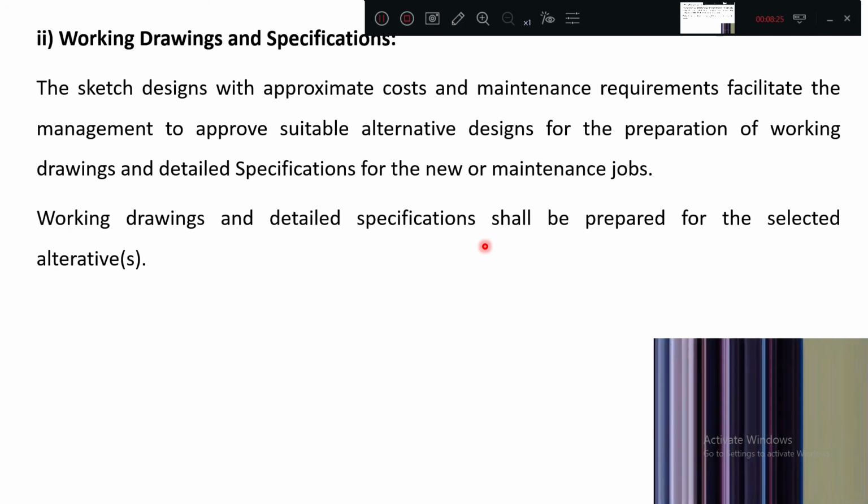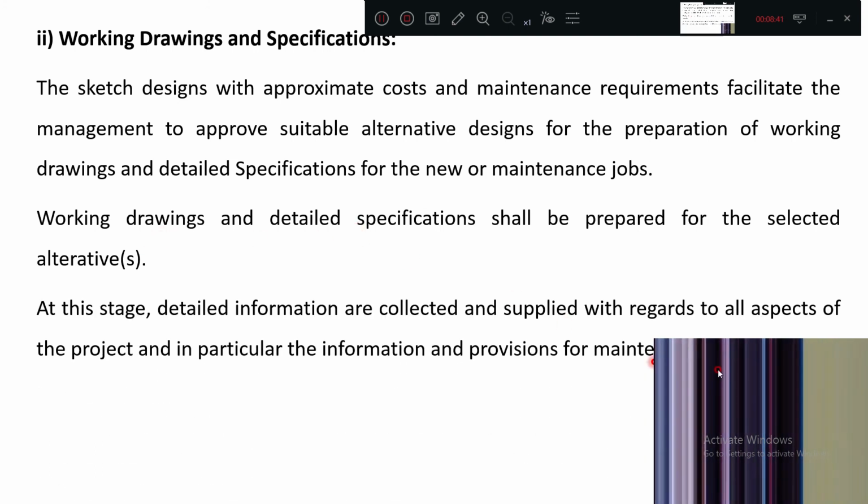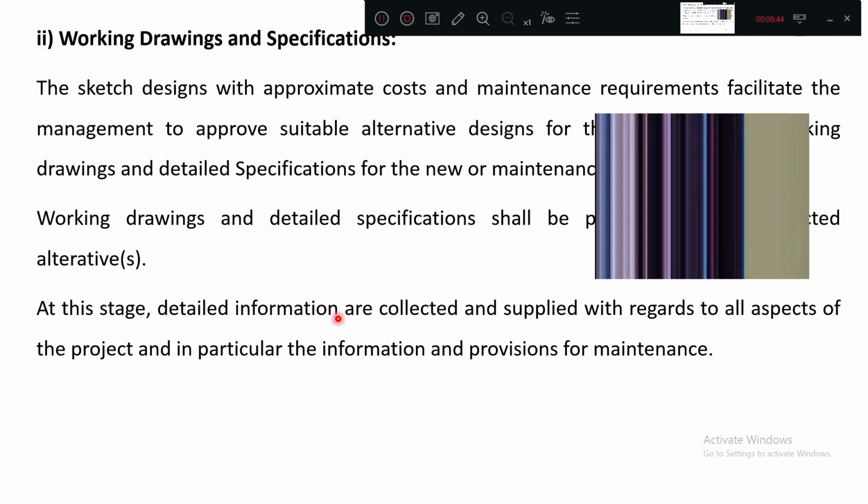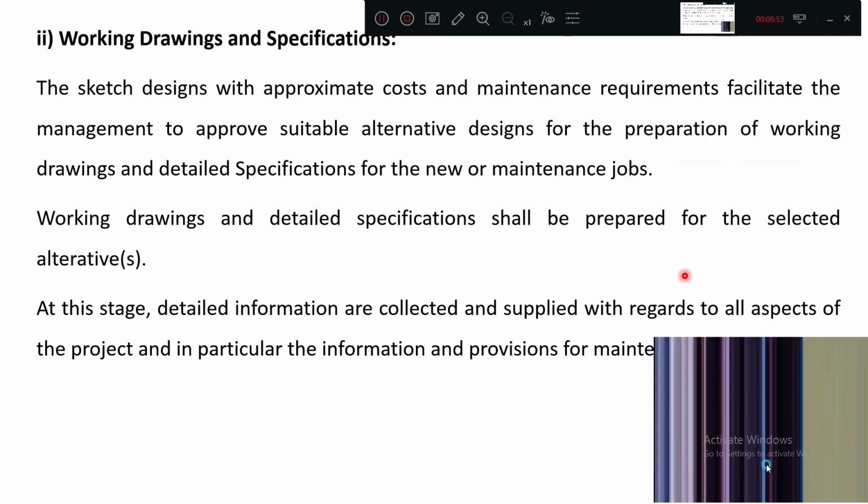Once the management decision is taken, we go for this type of maintenance, okay, we go for preventive, we go for corrective, we go for emergency repair. Whatever the decision, for that particular decision or alternative, drawings and specifications should be prepared. At this stage, information is collected and supplied with regard to aspects of the project and particular information for the maintenance. In this stage, drawings are prepared, information is gathered and communicated to the project persons.